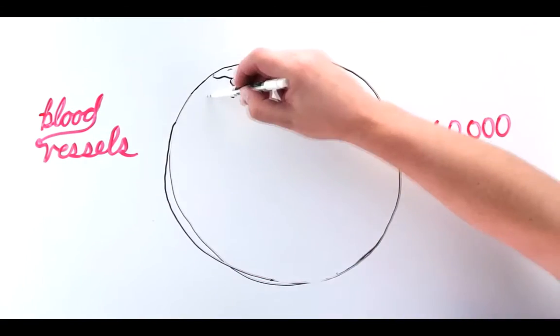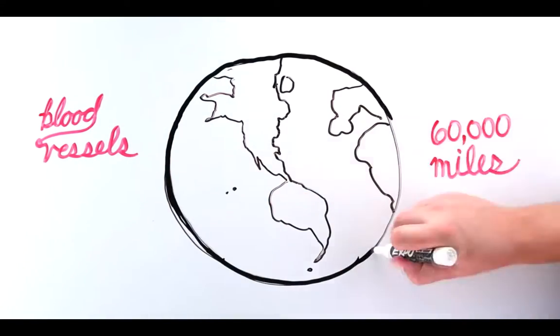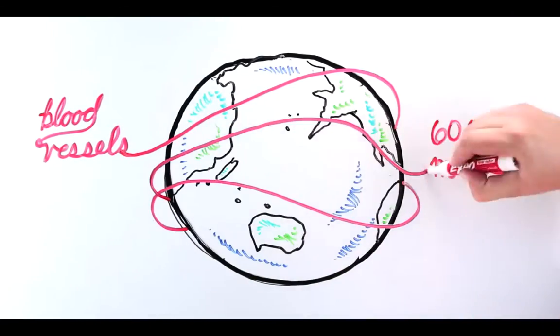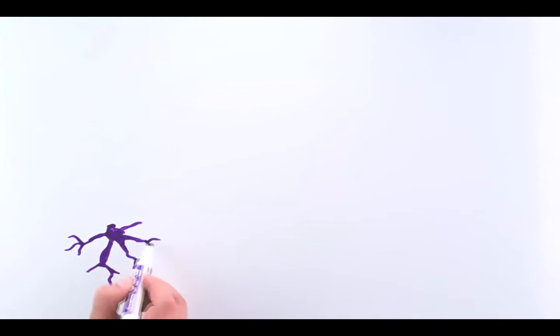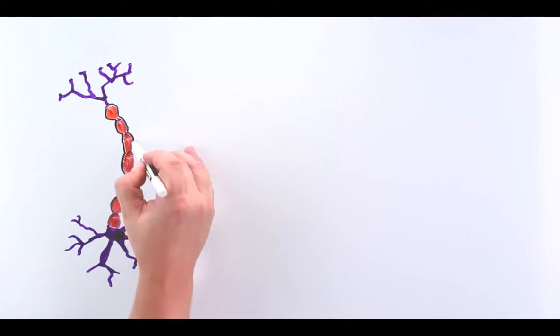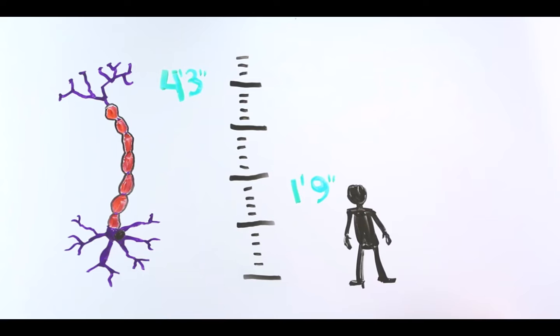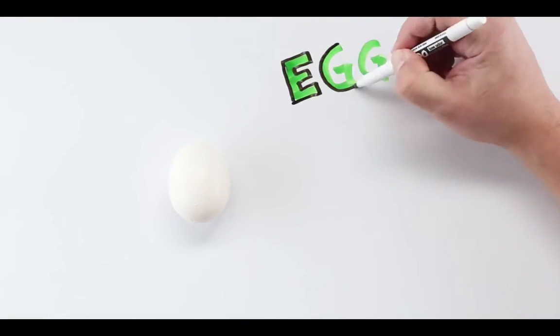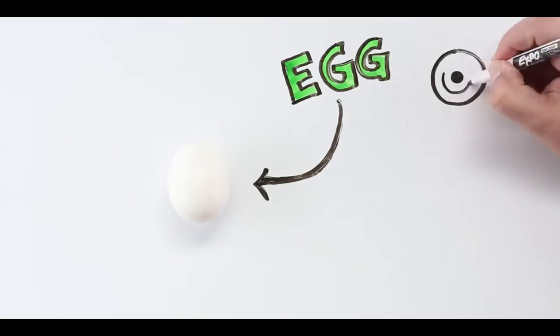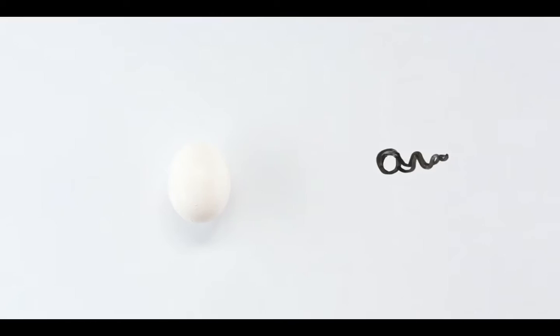Our blood vessels add up to 60,000 miles in length, which is long enough to wrap around the world more than 2 times. On that note, the longest cell in our body is the motor neuron cell. It's almost twice as long as the shortest man in recorded human history. Meanwhile, the largest cell in the human body is the female egg, which is visible to the human eye, while the sperm cell is the smallest cell.